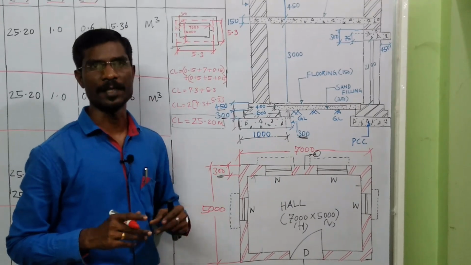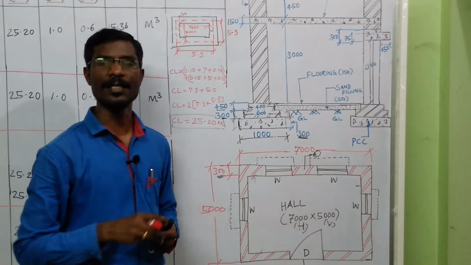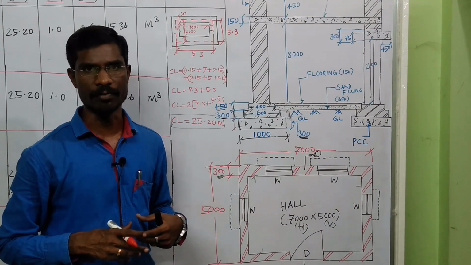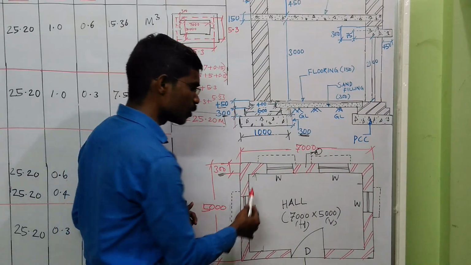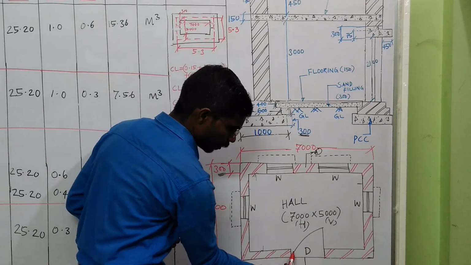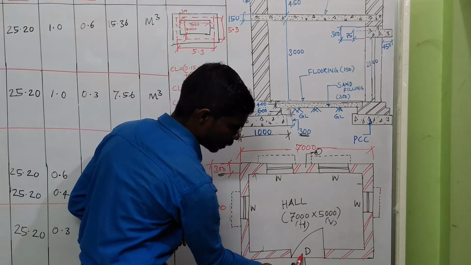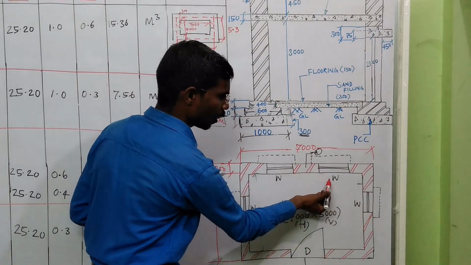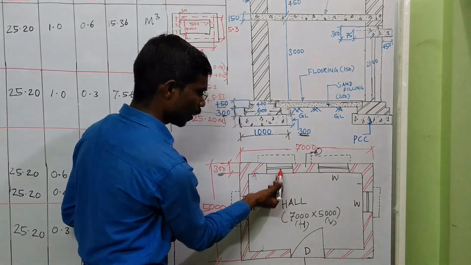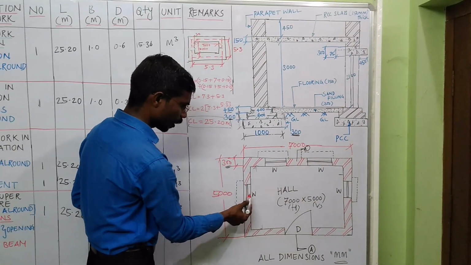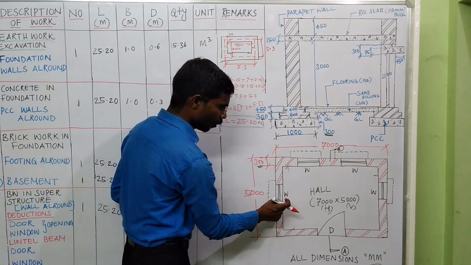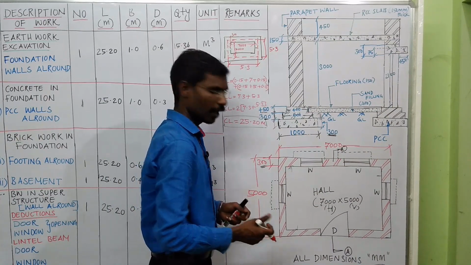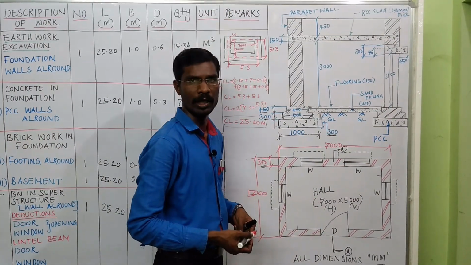We have calculated the superstructure wall quantity, but in this wall quantity we need to deduct some quantities. What are the quantities we need to deduct? Just focus on your plan and you see there is no wall for your door, that is a door opening. Here one window for window opening, here another window, here another window, here another window. So there are 1, 2, 3, 4. 4 windows you need to deduct and 1 door opening you need to deduct.